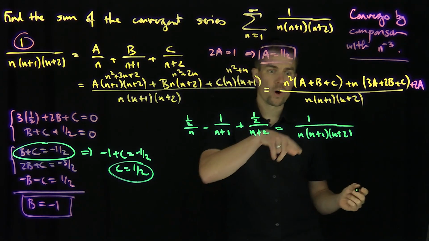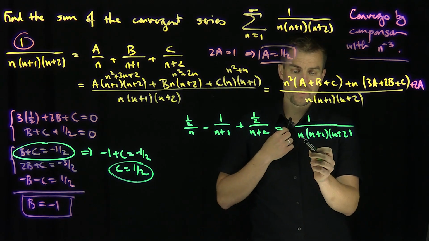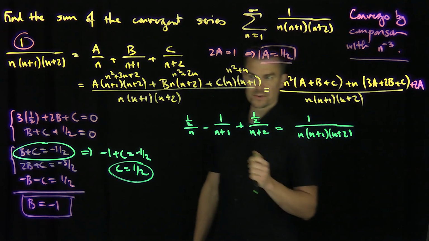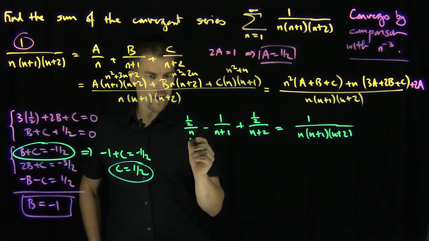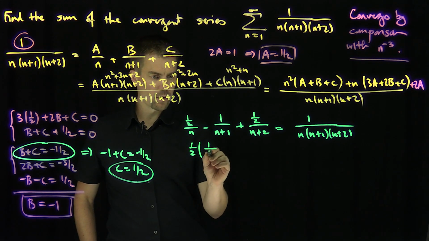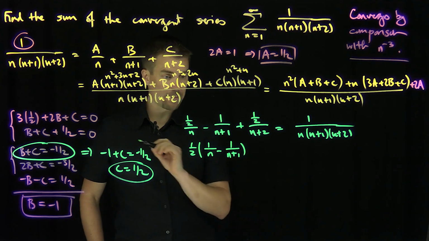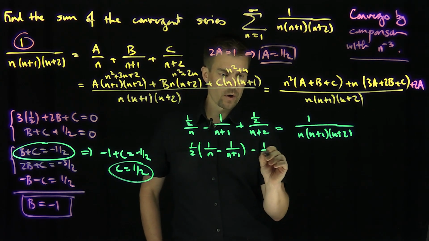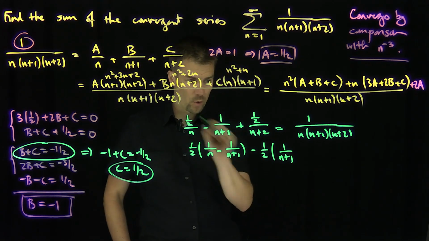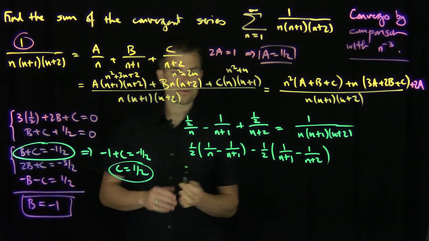Of course, when n is equal to 1, what does this term become? I have a 1, and then a 2, and then a 3, so it's going to be 1/6. Now let's write this in a little bit of a clever way. I'm going to write this as 1/2 times 1 over n minus 1 over n plus 1. That gives me half of the n plus 1. And then minus 1/2 times 1 over n plus 1, that gives me the other n plus 1, and then minus 1 over n plus 2. Those terms will cancel.